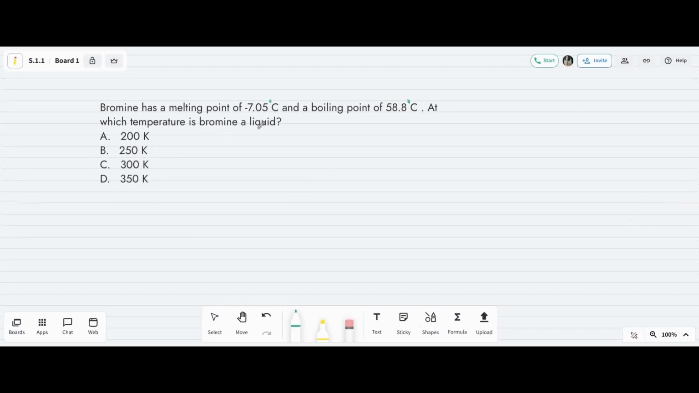Bromine has a melting point of negative 7.05 degrees Celsius and a boiling point of 58.8 degrees Celsius. At which temperature is bromine a liquid? Bromine element exists as Br2 molecule. Any substance would be a liquid between its melting point and boiling point. Above 58.8 degrees Celsius, bromine would exist as a gas. Below negative 7.05 degrees Celsius, bromine exists as a solid, and between the two, it exists in the liquid state.